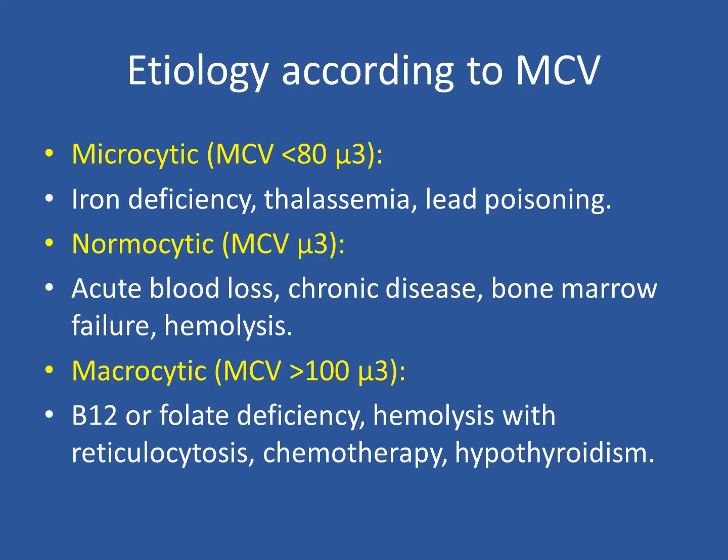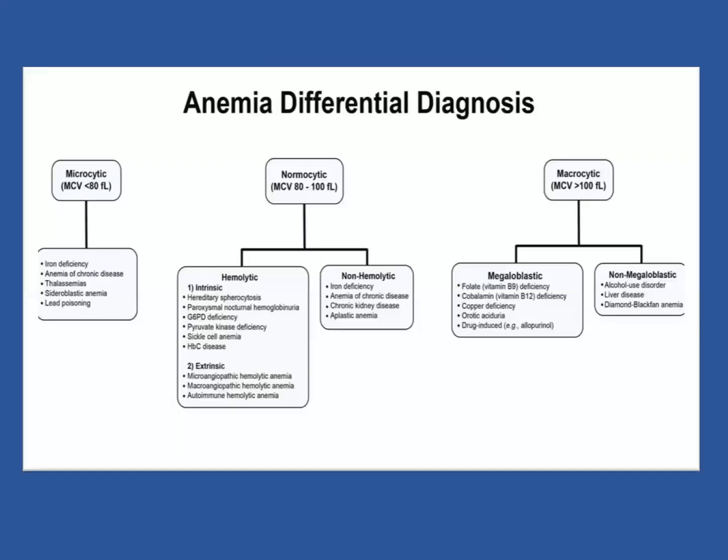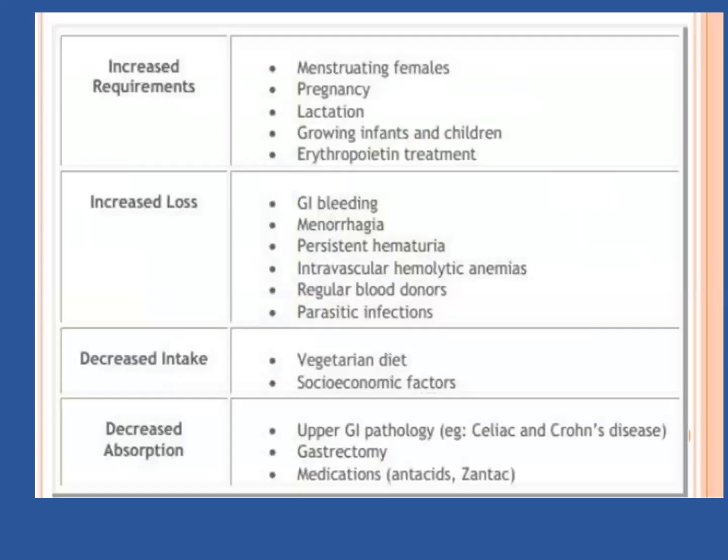Normocytic: acute blood loss, chronic disease, bone marrow failure, hemolysis. These are very, very important causes of normocytic. Macrocytic, greater than 100: B12 or folate deficiency, straight away, right? So the differential causes are microcytic, normocytic, and macrocytic. This is just a view of the same thing that I was talking about. We'll discuss this more in class.